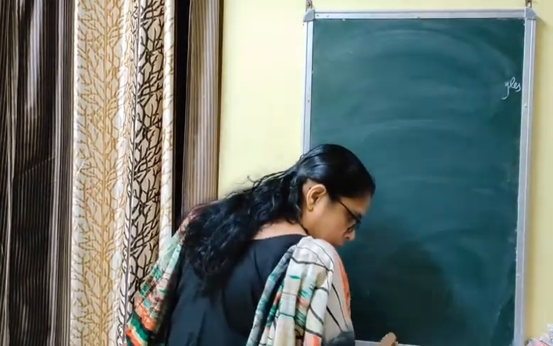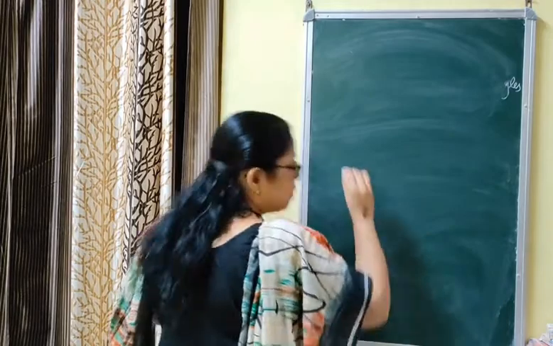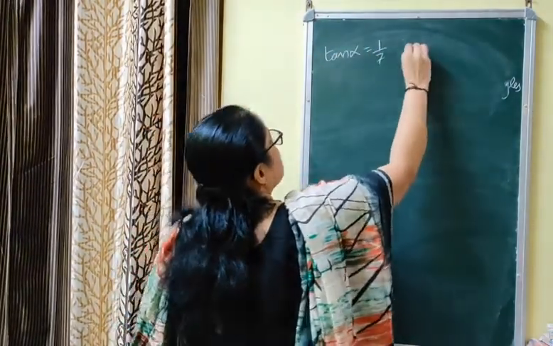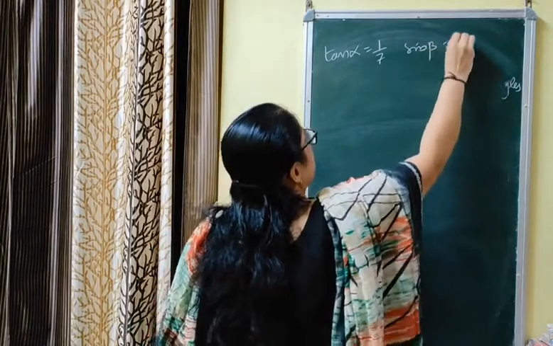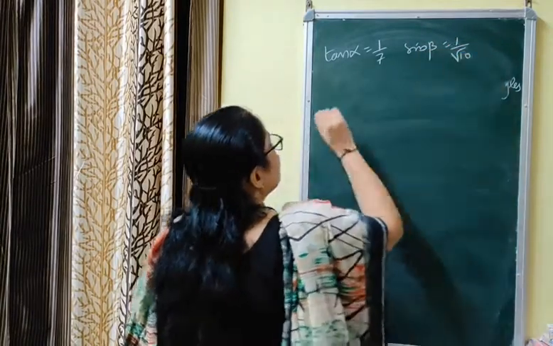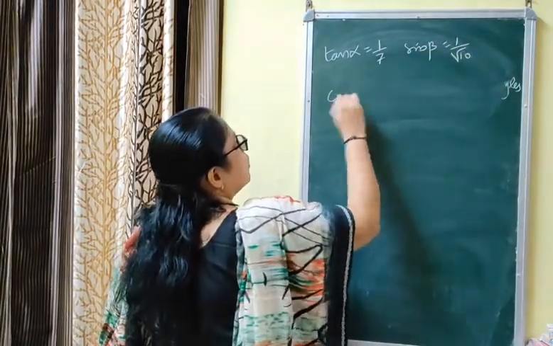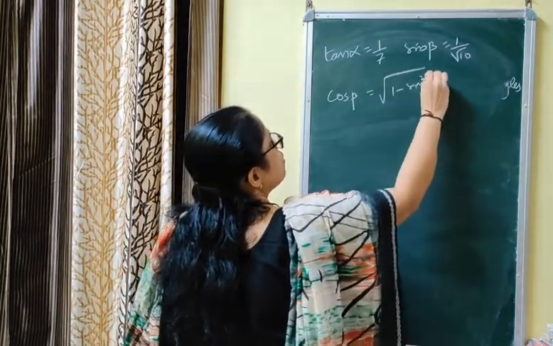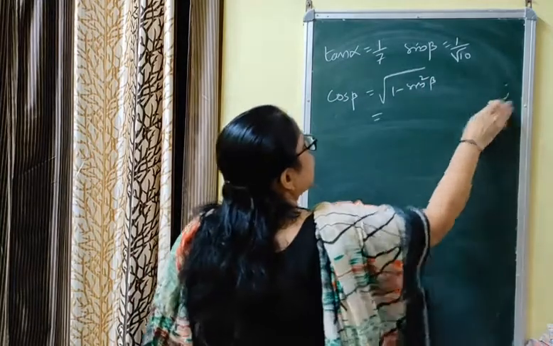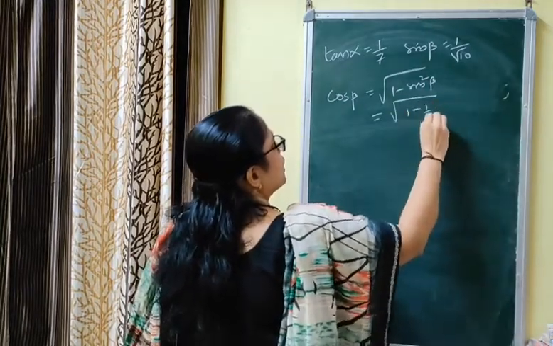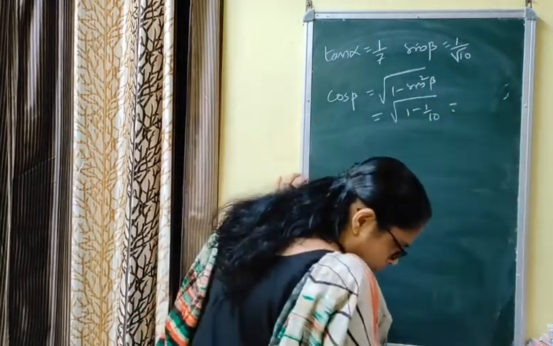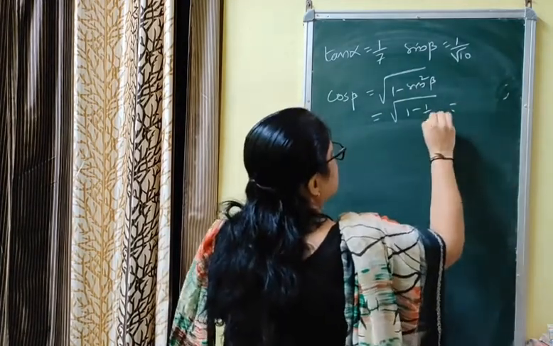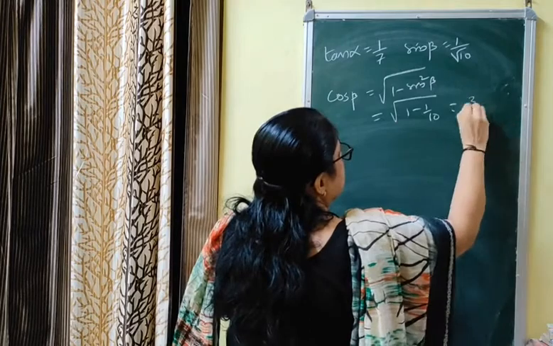How can we proceed? Let me rub all these things, otherwise it will be difficult to do. Now first, you are given tan alpha, let me write once more. Tan alpha equal to 1 by 7, sin beta is equal to 1 by root 10. Now you can find cos beta. Cos beta is equal to under root of 1 minus sin square beta, that is under root of 1 minus 1 by 10. That is 9 by 10. That is 3 by root 10.